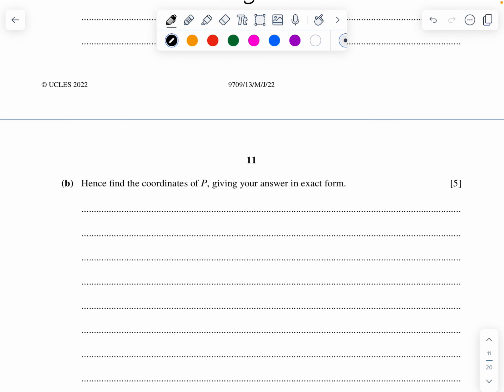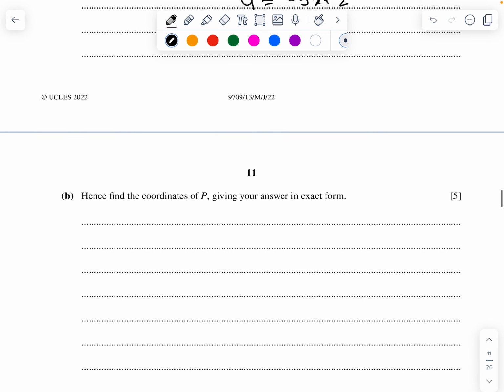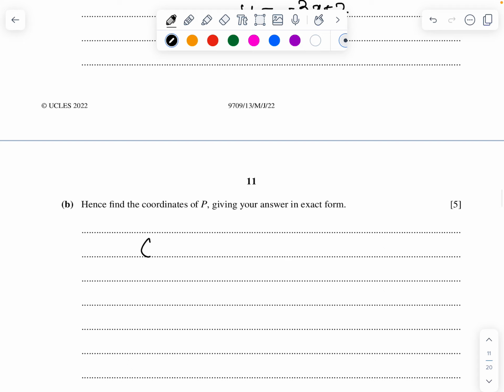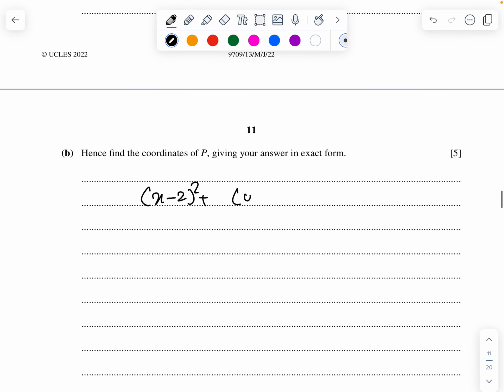Find the coordinates of P, giving your answer in the exact form. So y equals minus 3x plus 2. We know the equation of the circle is (x minus 2) whole square plus (y plus 4) whole square equals 20. So plug in that one: (x minus 2) whole square plus (2 minus 3x plus 4) whole square equals 20.